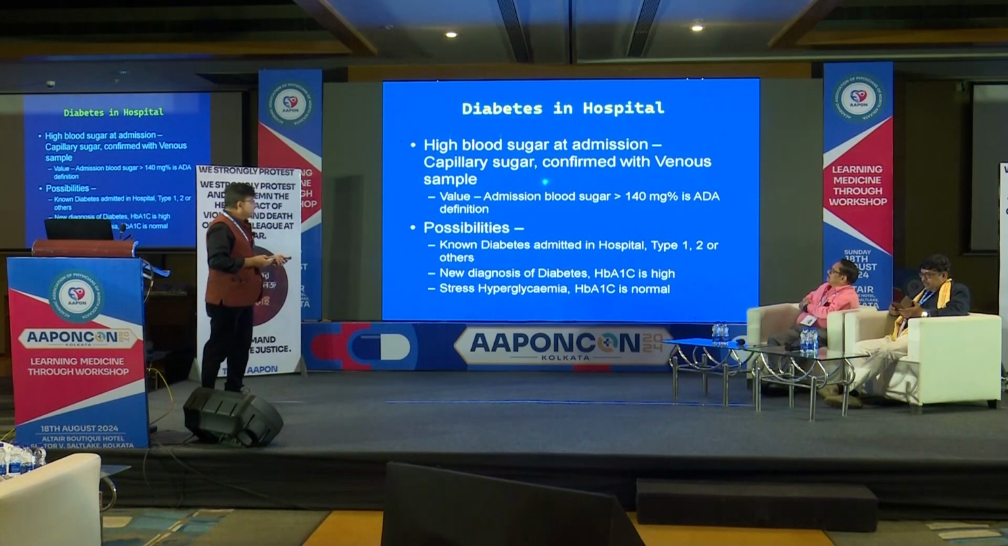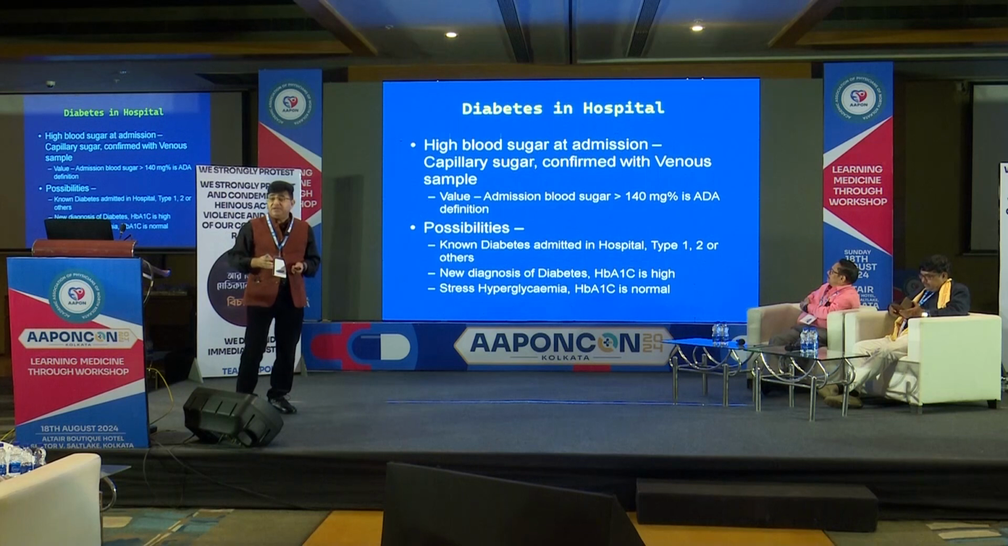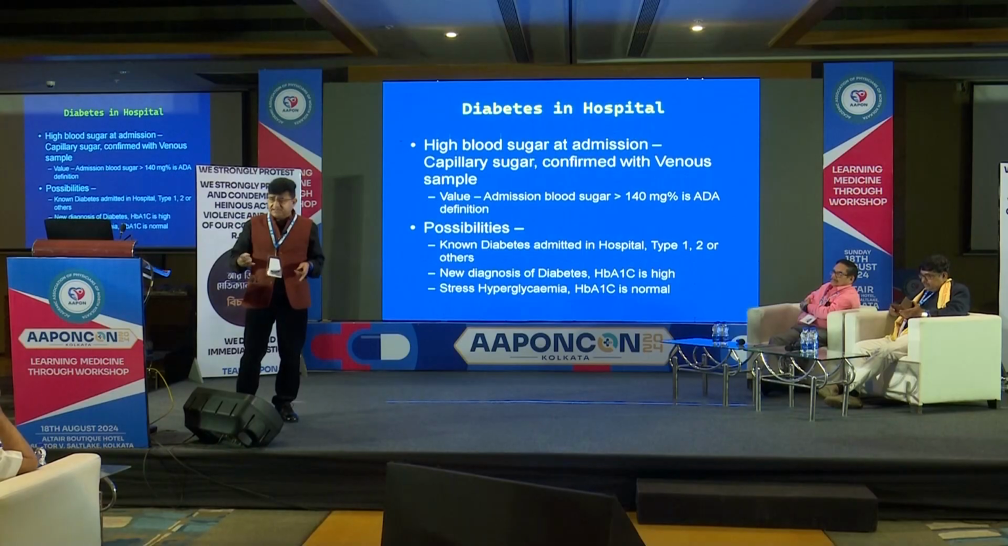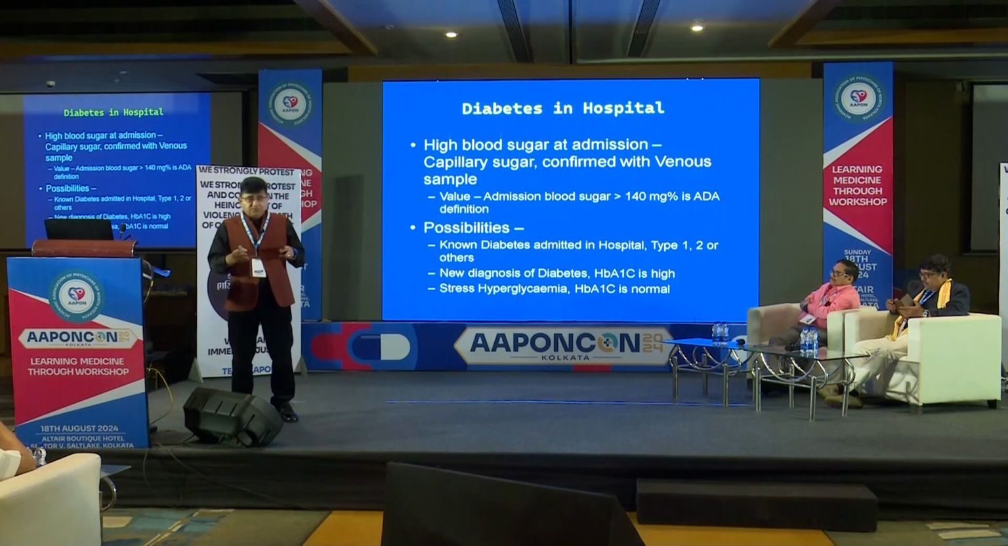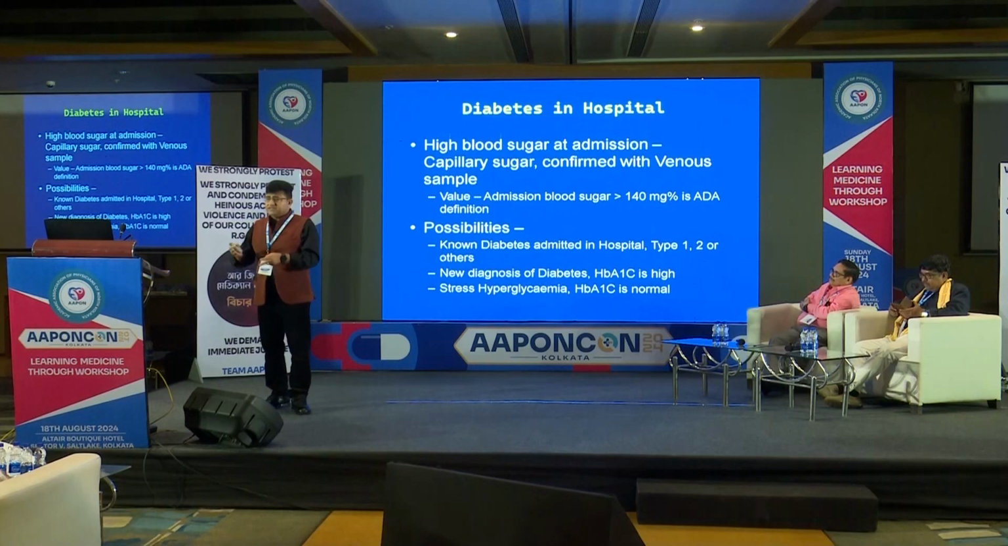It is high blood sugar at admission, which could be capillary blood sugar, or it can be confirmed with a venous sample. Now that we all have glucometers available in all wards, your first report will be capillary blood glucose, but it needs to be confirmed by a venous blood glucose for medical legal purpose, and also for your own. You can start acting on the basis of the glucometer blood glucose, because the lab report will take at least half an hour to 1 hour.